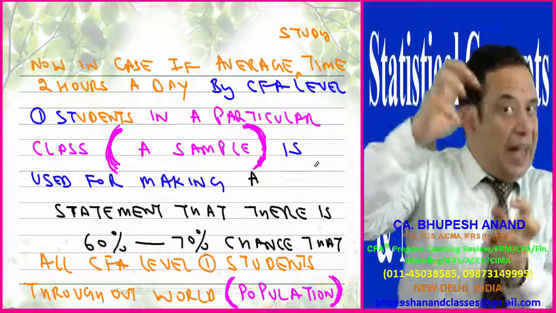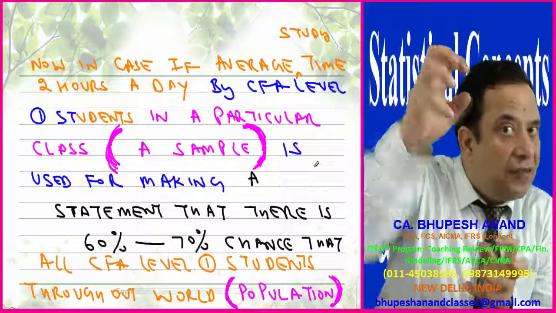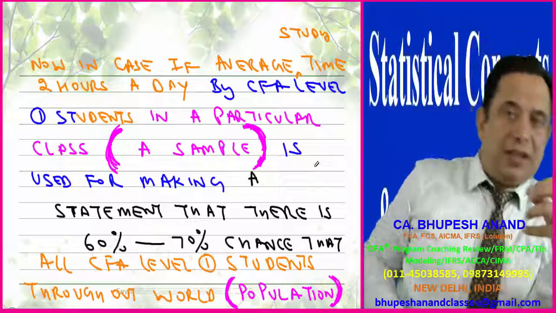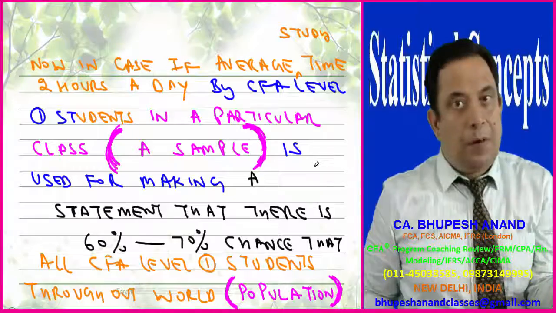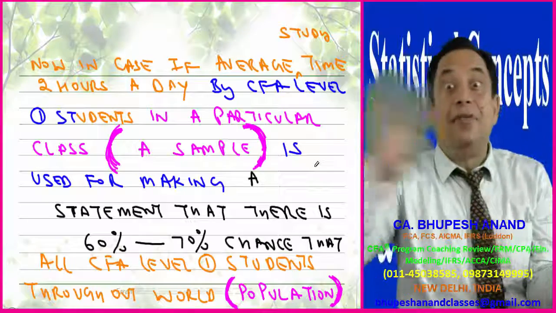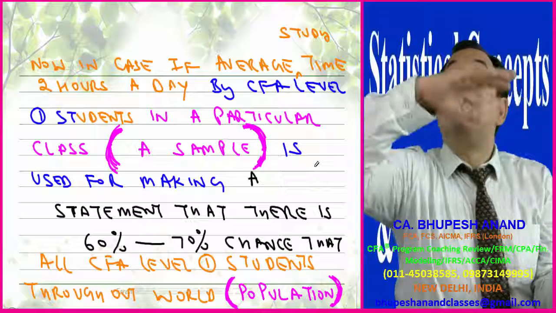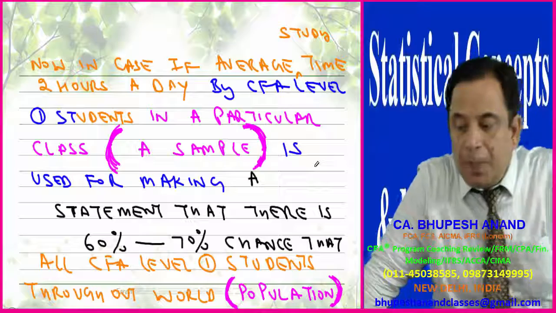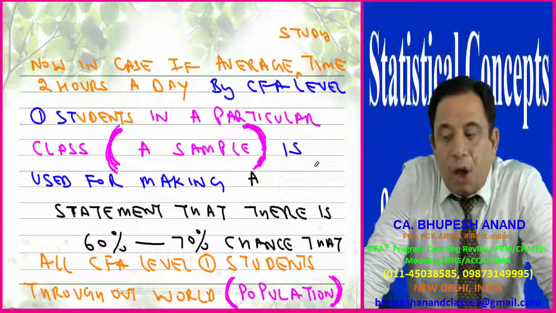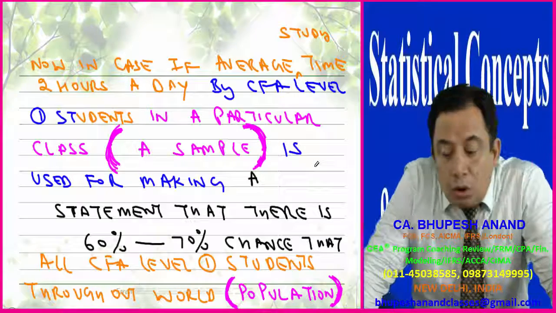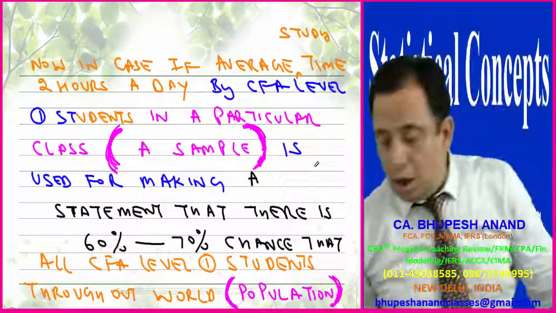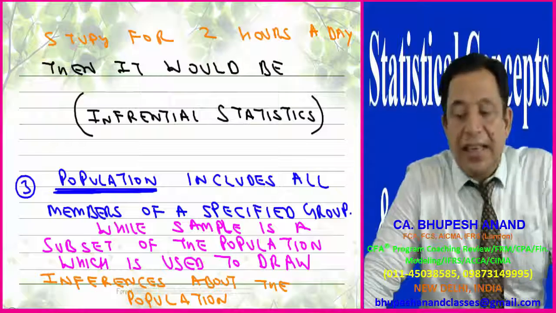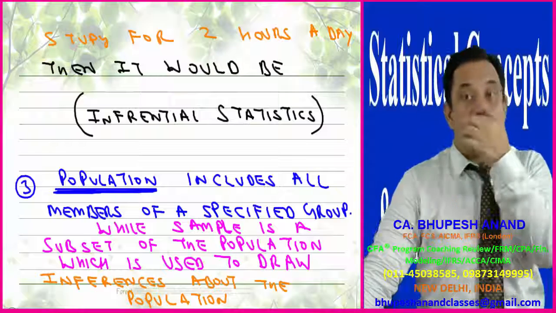Now, if I use this feature of a sample, that is the descriptive feature of a sample, for the population, that is an inferential statement, that there is a 60% or 70% chance that all CFA level 1 students throughout the world, that is the population, study for 2 hours a day, then it is named as inferential statistics.